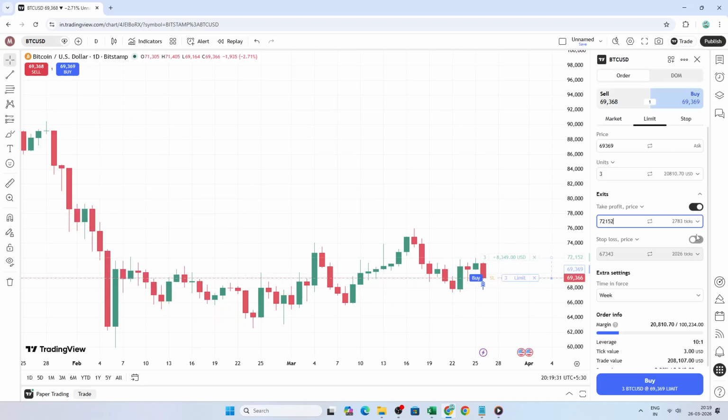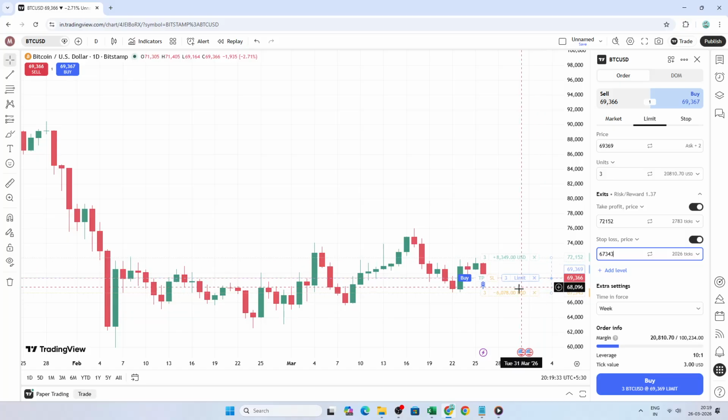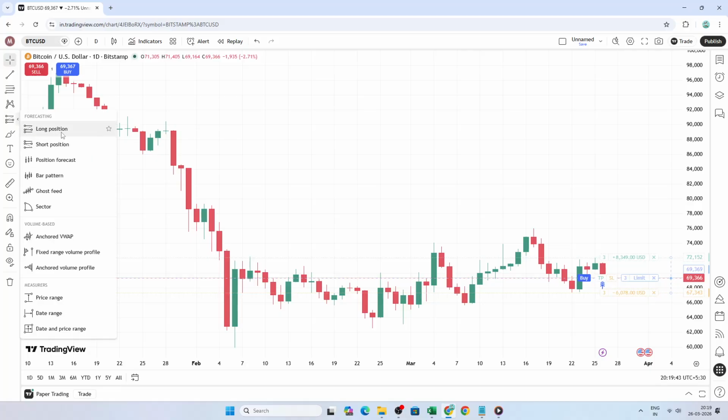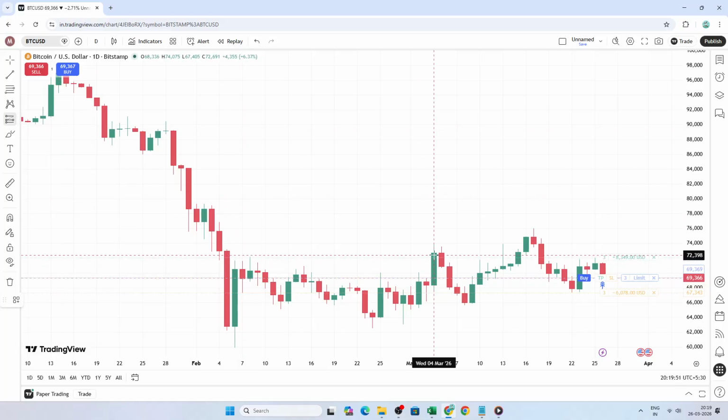While you can do the math manually, the fastest and cleanest way to handle this in TradingView is with the position tools. On the left sidebar, open the forecast and measurement tools. Then choose either the long position tool if you are planning to buy, or the short position tool if you are planning to sell. Click to place it on the chart near your intended entry.